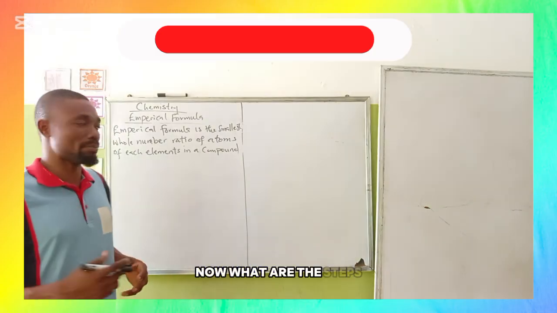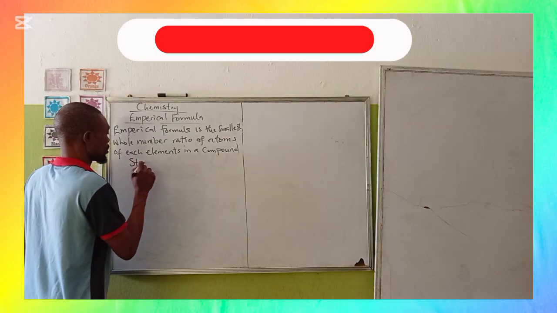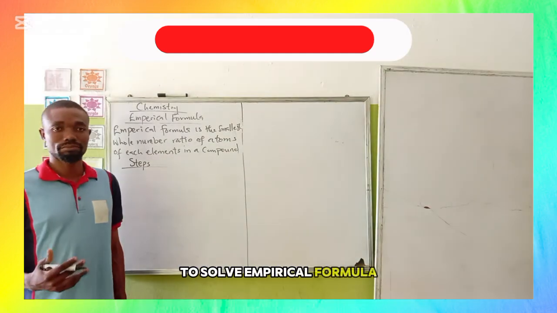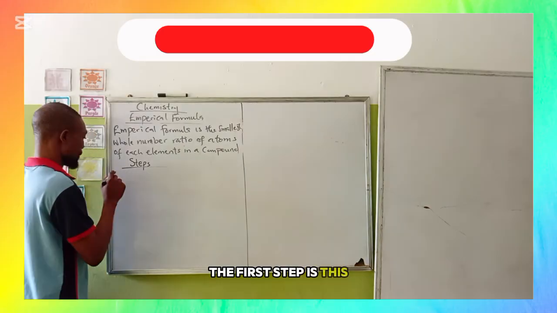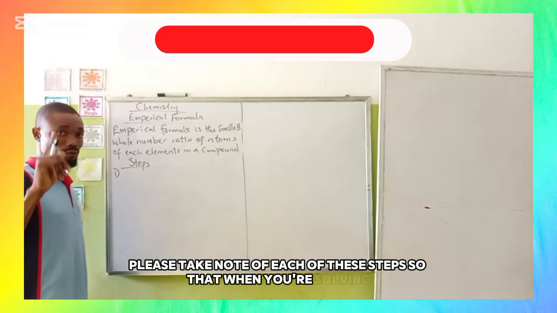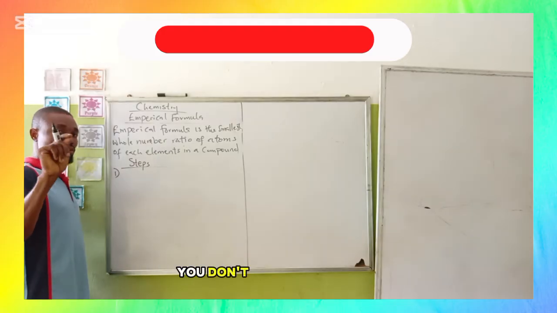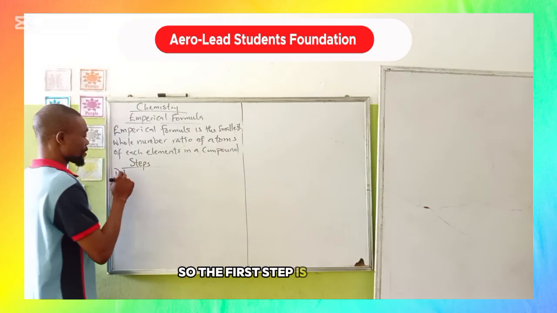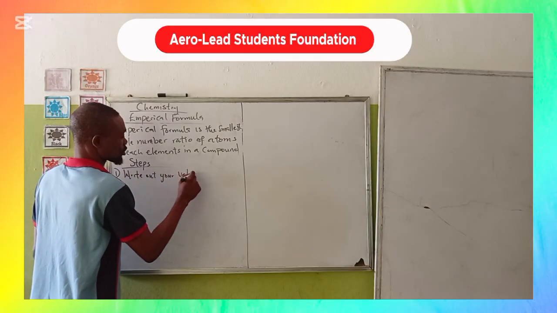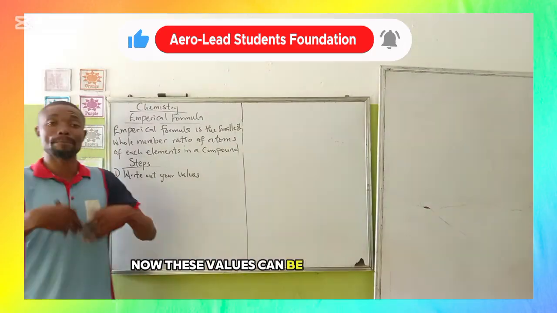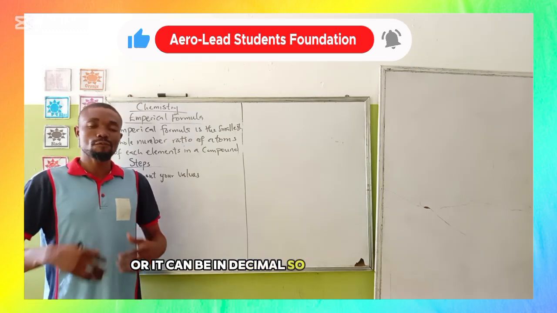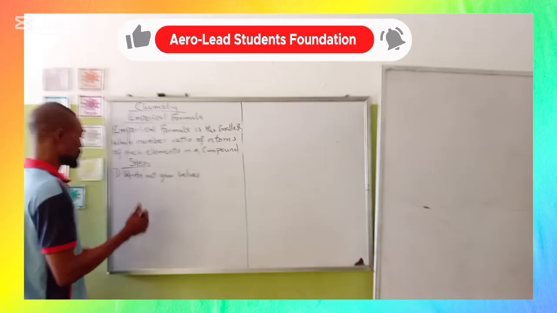Now, what are the steps to solve empirical formula? What is the first step? Please take note of each of these steps so that when you are solving, you don't go the wrong way. The first step is to write out your values. Now these values can be in percentage, or in normal numbers, or in decimals. So the first thing is to write out your values.